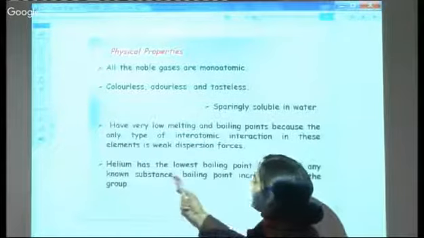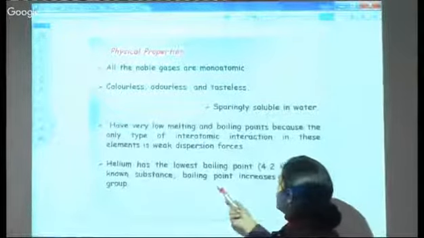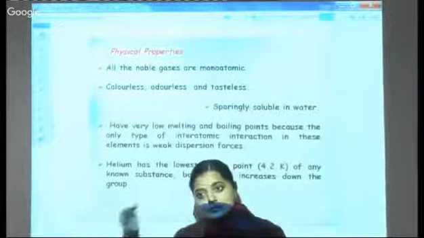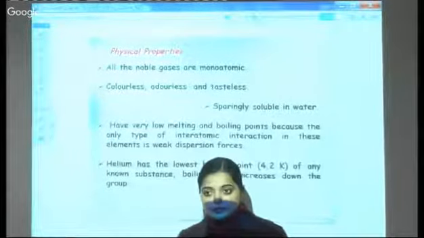Now, helium has the lowest boiling point of any known substance. The boiling point increases down the group because, as you know, the inertness also decreases down the group. So the boiling point will increase down the group. Next slide.